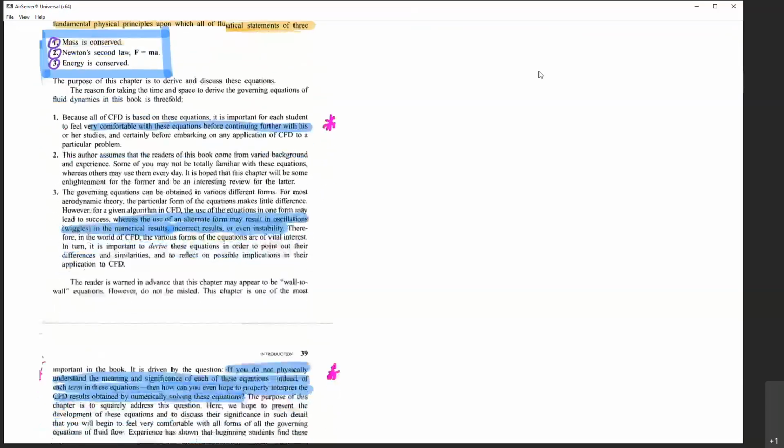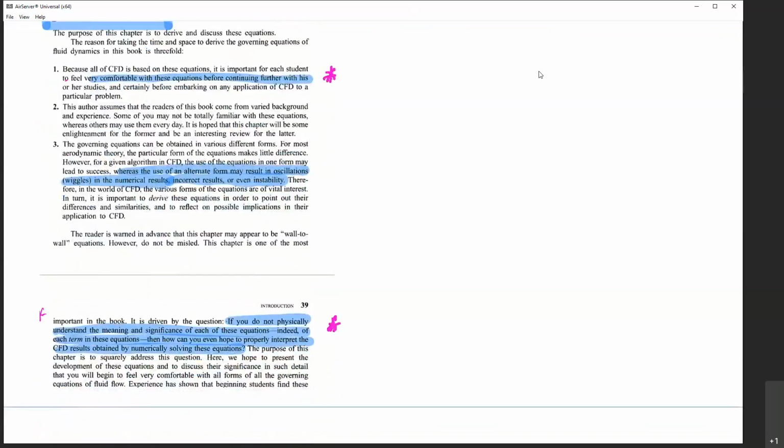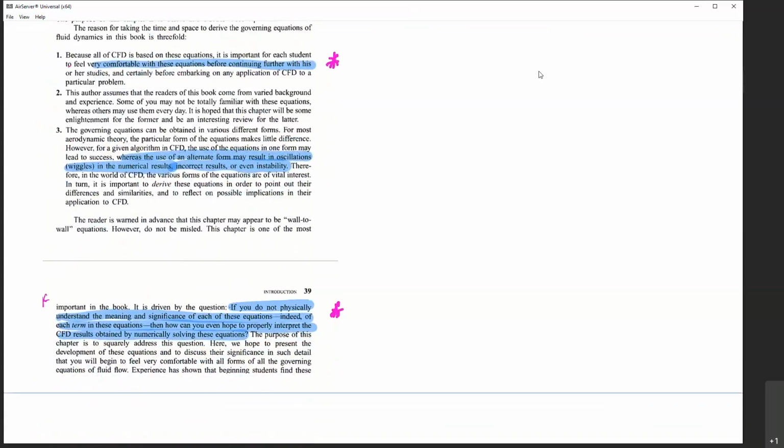Okay, and more importantly, first to familiarize yourself, more importantly is the part over here. If we do not understand the meaning or the significance of these equations that we are going to look at, then how can you be confident, or how can you be assured of the output that you produce in your work, in your CFD work? Okay, I keep on saying this.